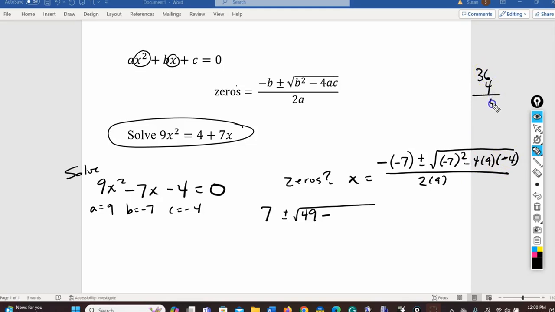Or you could do it on your calculator. It's positive. So -4 times 9 times -4 is positive. Okay, 144. All divided by 2 times 9, all divided by 18. Okay, so 144 plus 49. And I'm getting 193 there, I think.